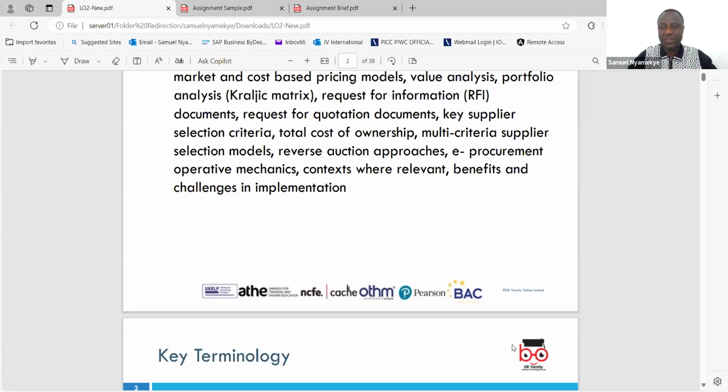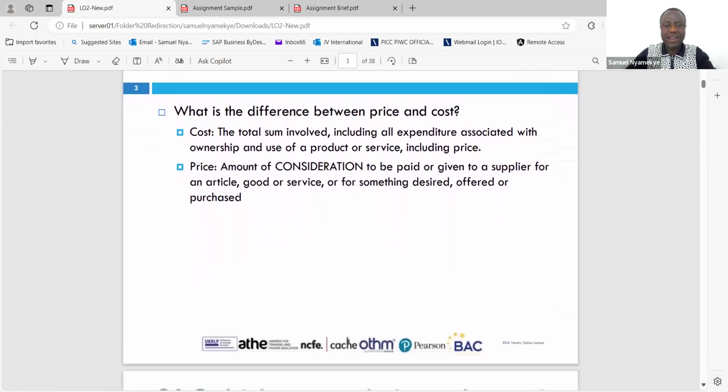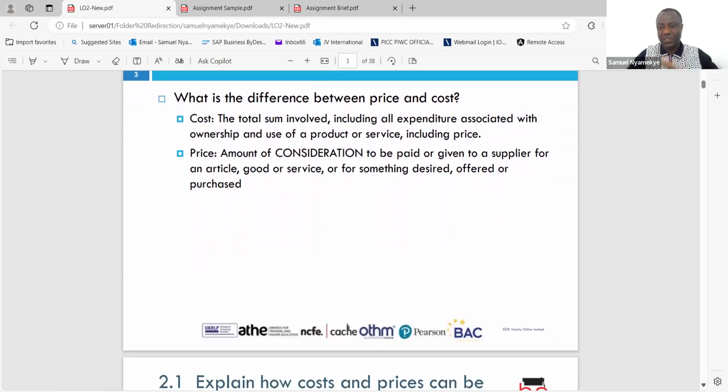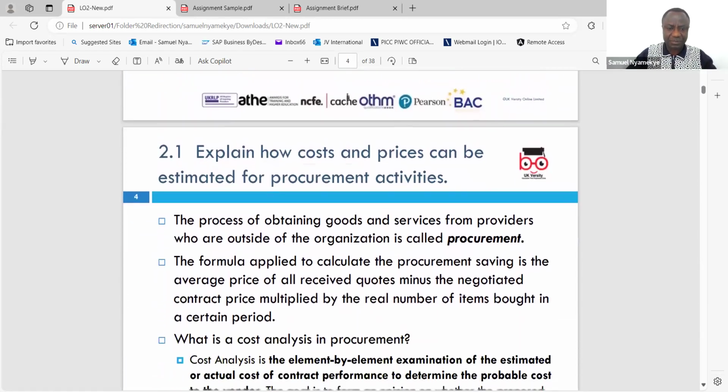So you might have to look at that. Sometimes you have to take it to an independent inspector for them to look at it again, just to be sure, especially if it's not a new car. So basically that is the difference between the cost and the price. We are saying that the cost is the total sum involved, the total sum of all the expenditure, but the price is the considered amount that you want to pay to the supplier, like we said. So that is the main difference.